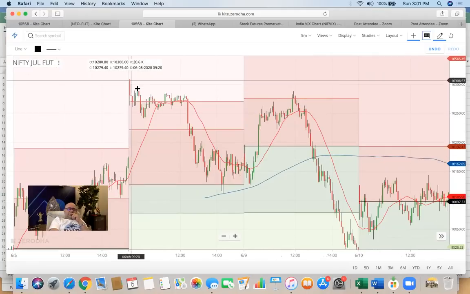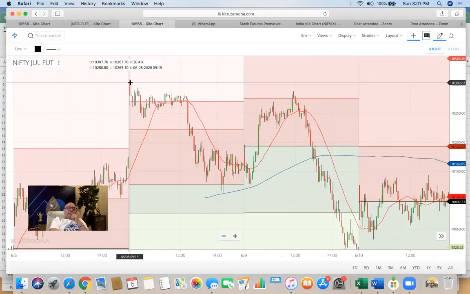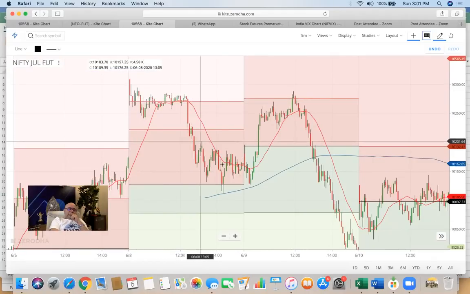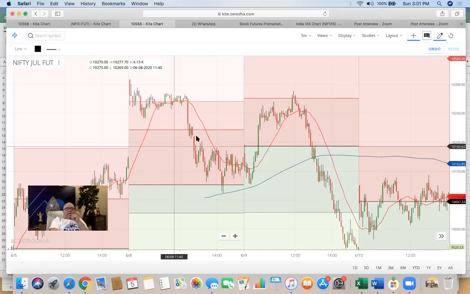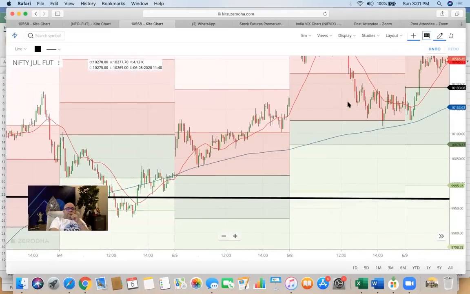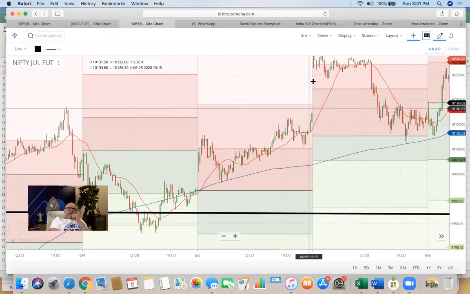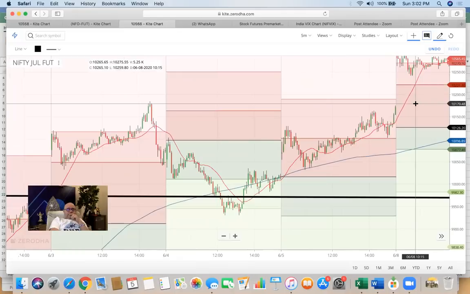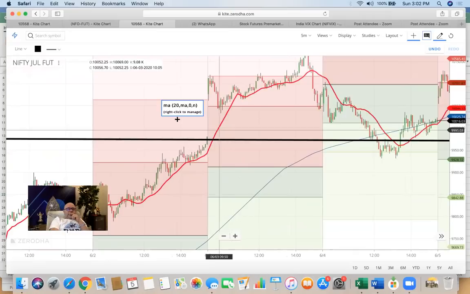Now look at this bar. This opened at 10,300 and started to fail and collapse to the 200 period average or the pivot zone. Okay, so this way, when you open way above the pivot zone, you tend to trap people on one side.